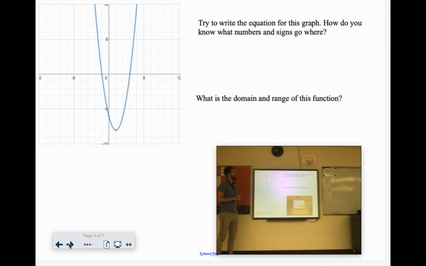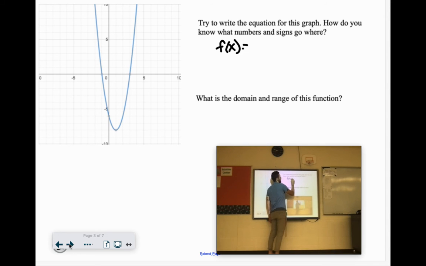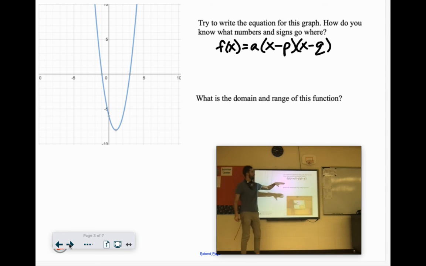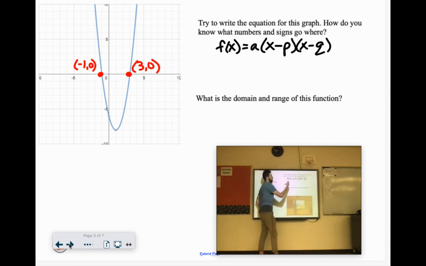Try to write the equation for this graph. How do you know what numbers and signs go where? So here's the formula for it again. F of x equals A times x minus P times x minus Q. And it doesn't matter if you flip-flop those. It's all good. So remember, the P and Q are where this crosses the x-axis. So this crosses at negative 1, and it also crosses at 3. So the negative 1 and the 3 will go in for the P and the Q.